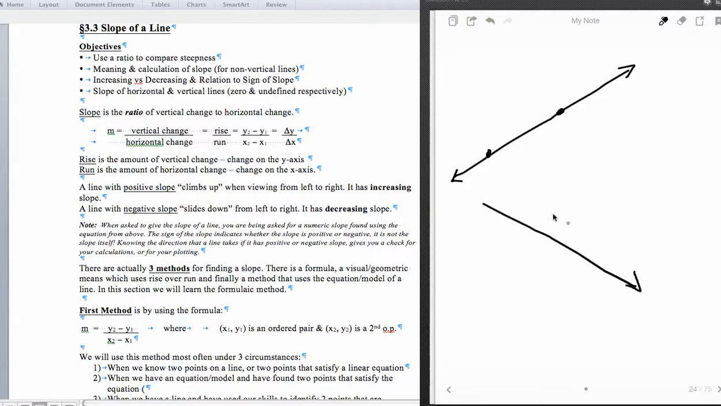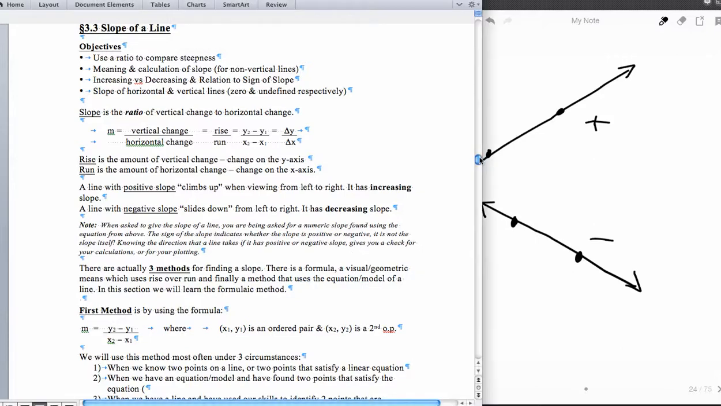Now a line with negative slope slides down from left to right. So if I look at this line from left to right, this one has negative slope, because to get from this point on the left to this point to the right of it, I would have to slide down. As I look left to right, I'm sliding down. It has decreasing slope. And the slopes of these things will have positive numbers, and the slopes of these will have negative numbers. So increasing slopes, we see positive numbers, and decreasing slopes, we'll see negative numbers. Now, when we ask for a slope, we're not actually just talking about the sign. We'll be talking about a numeric value as well, and I don't want you to confuse that.